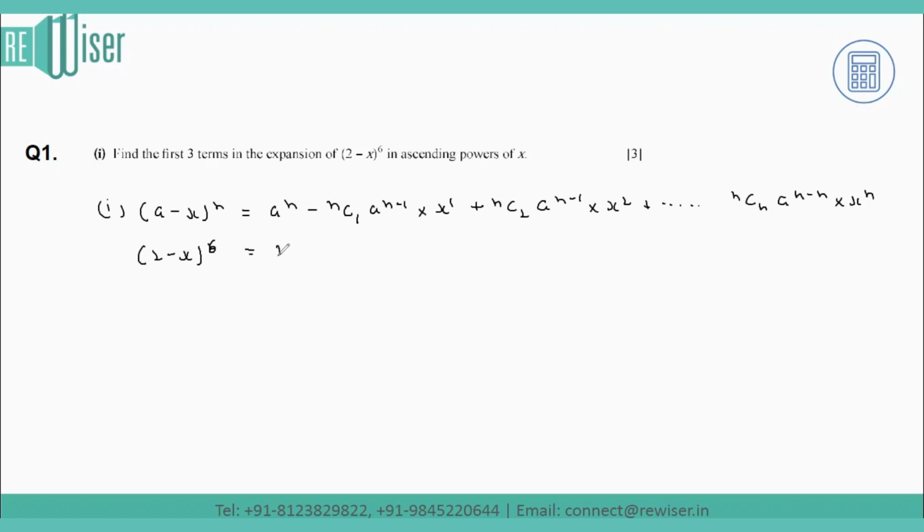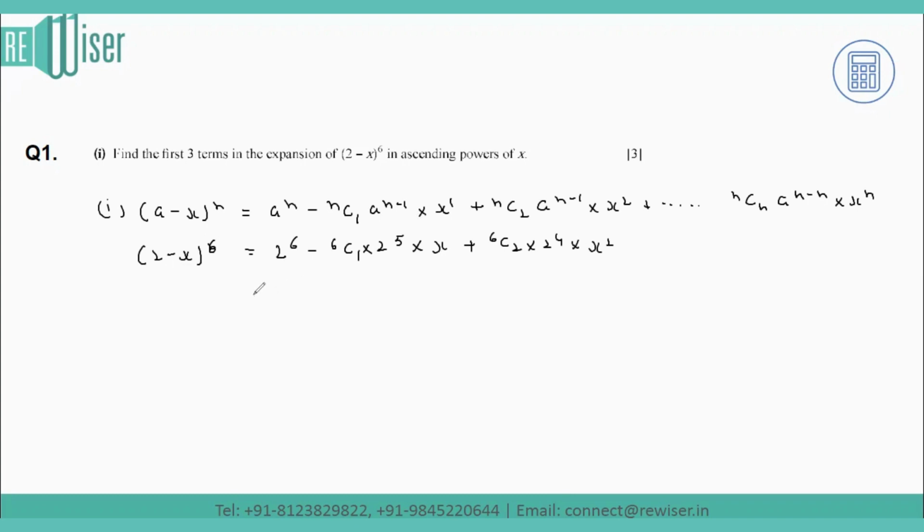So that means it becomes 2 to the power 6 minus 6C1 2 to the power 5 into x plus 6C2 into 2 to the power 4 into x square. So they have asked for first three terms. So this is the first three terms in the expansion.